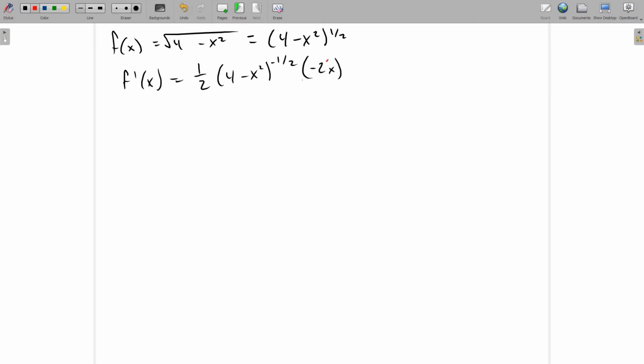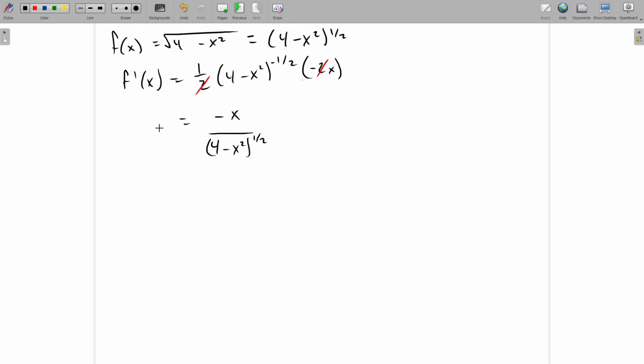We can simplify this a little bit. We can cancel out a 2 and the 2 in the denominator from 1/2. So this is going to give us negative x divided by, because this binomial to the power of negative 1/2 is going to go on the bottom of this fraction, 4 minus x squared to the power of positive 1/2.